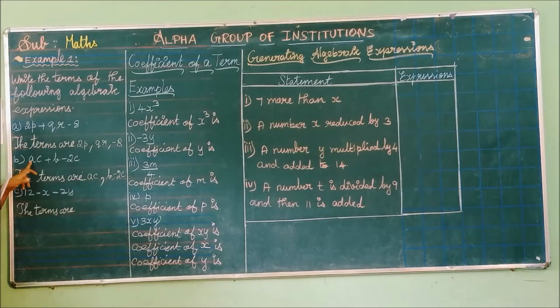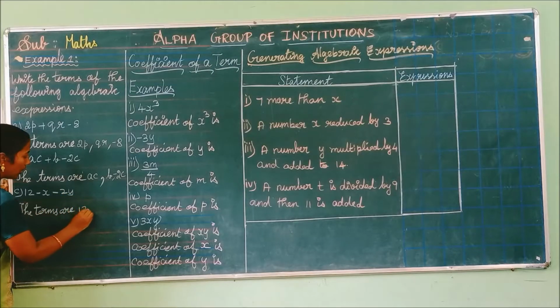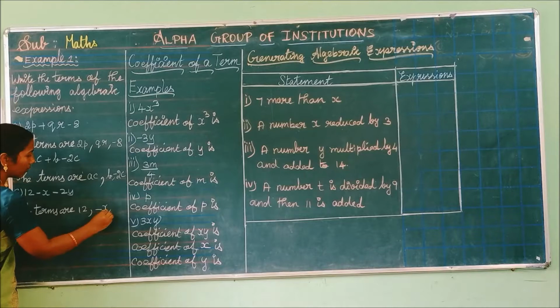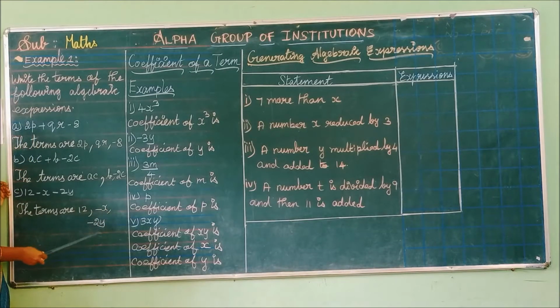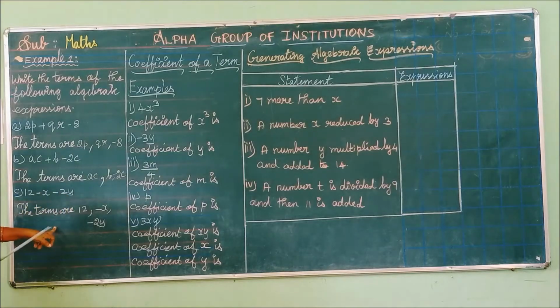So what are the terms? ac, b and minus 2c. Thus this expression has three terms. See the next one. 12 minus x minus 2y. So the terms are 12 comma minus x comma minus 2y. So these three are the terms of this expression.